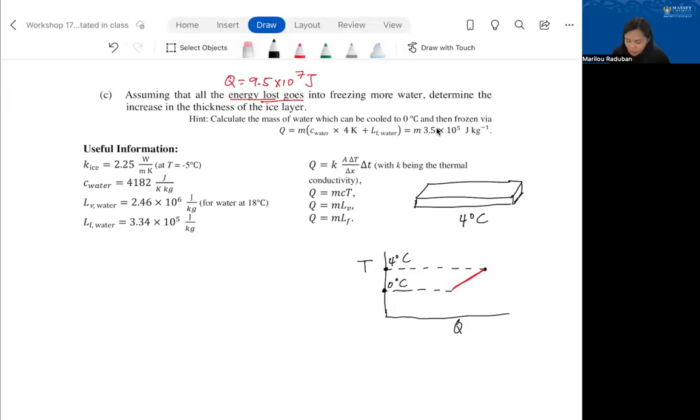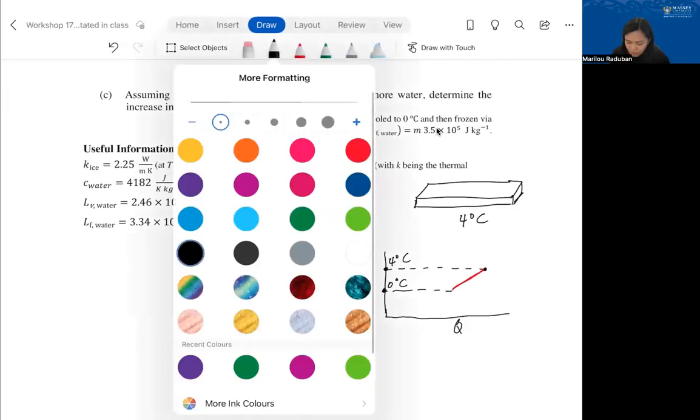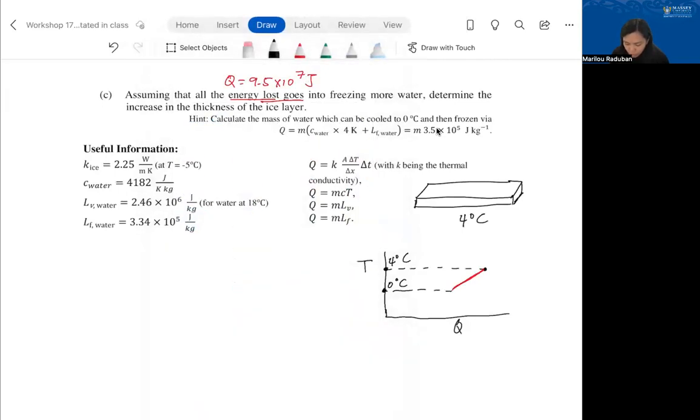So initially water with a temperature of 4 degrees Celsius will lose heat. As a result of the heat being lost, its temperature will decrease down to 0 degrees Celsius. When it reaches 0 degrees Celsius, that's only when the freezing happens. Your water freezes at 0 degrees Celsius. So it's a two-step process.